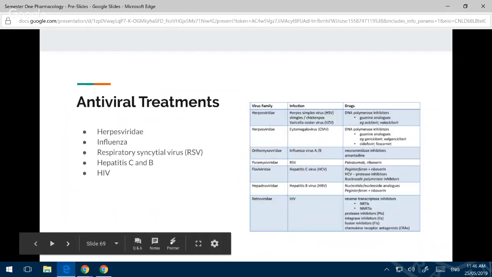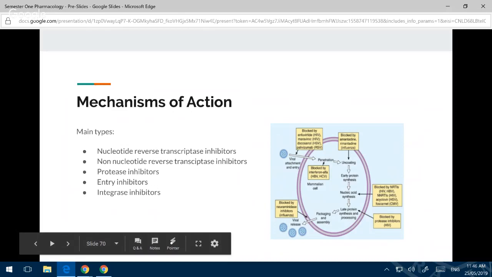Antiviral treatments, here's just a table summarizing that. We're going to go into them specifically now. Mechanism of action, of course, here's the viral replication pathway, as well as a list of how the drugs target those.